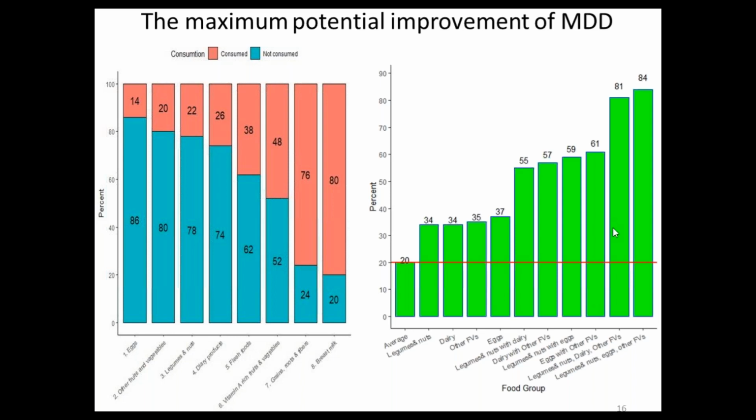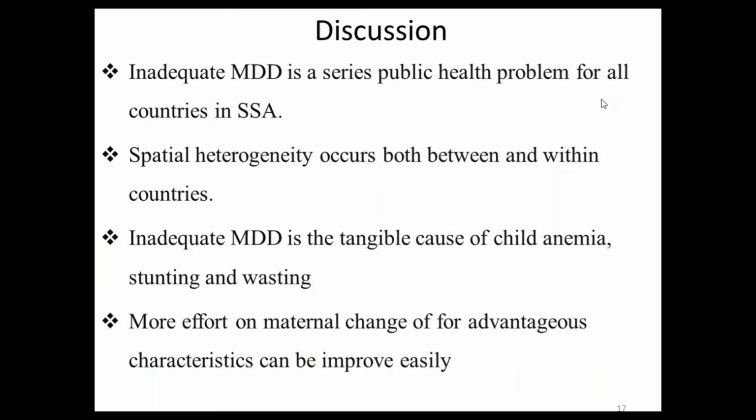And for two food groups, working on eggs with other fruits and vegetables, available in Sub-Saharan Africa for each child, the prevalence of adequate minimum dietary diversity can rise from 20% to 61%, an increase of 41%. When three food groups are worked on, the maximum is legumes and nuts, eggs, other fruits and vegetables, reaching 84% of Sub-Saharan Africa children's adequate minimum dietary diversity, which is a 64% increase. It is all about my findings.